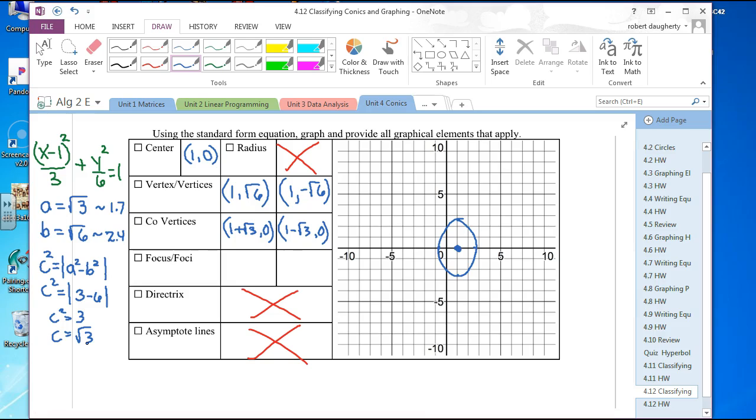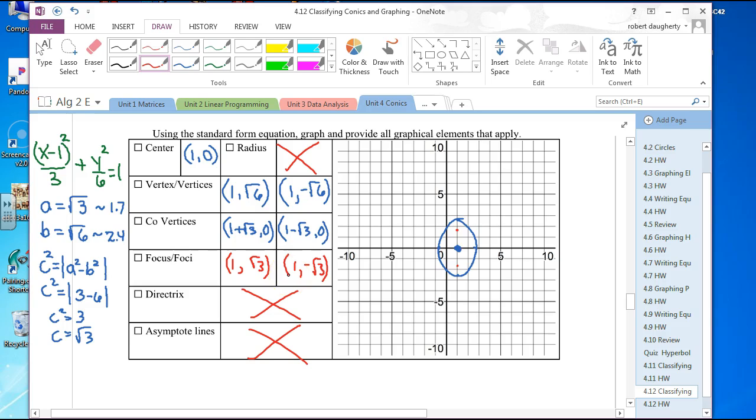So if C is the square root of 3, C is always the distance from where to where? Center to, not vertex, focus. So somewhere about 1.7 here, that's where I'm going to find a focus, and somewhere down here I find a focus. So that point is going to be what? 1, and then what is this point? 0 plus what? Square root of 3, okay? And then what's this other point? Yep. And there we are, okay?